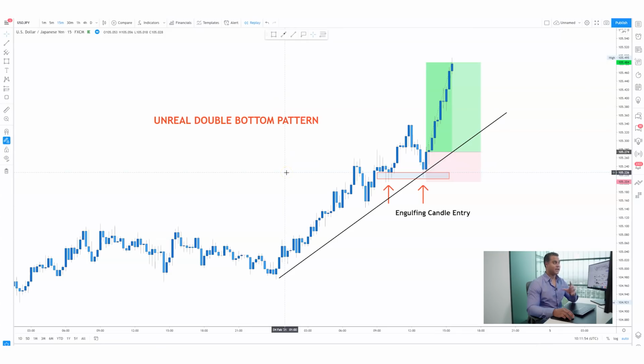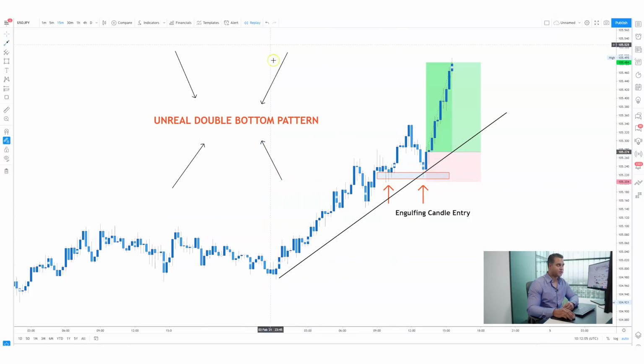Trade number 3 here is on USDJPY on the 15-minute time frame, and as you can see here, it's an unreal double bottom pattern. You can see here that price is trending to the upside. Very simple. We have price creating a level here. We have price respecting that level. We enter on the engulfing candle here. As you can see, we're targeting a nice 1-to-3.